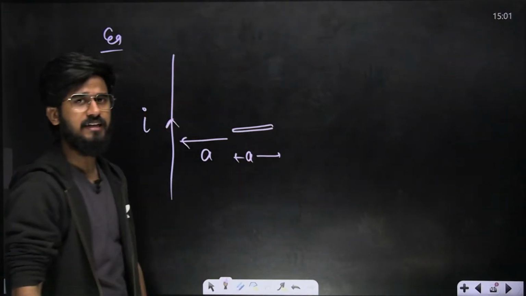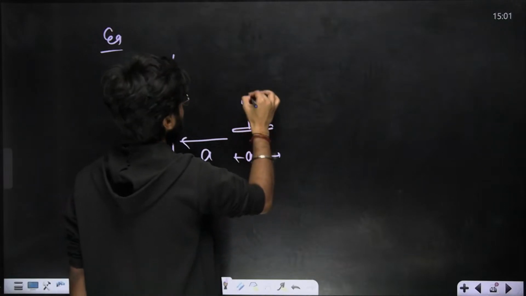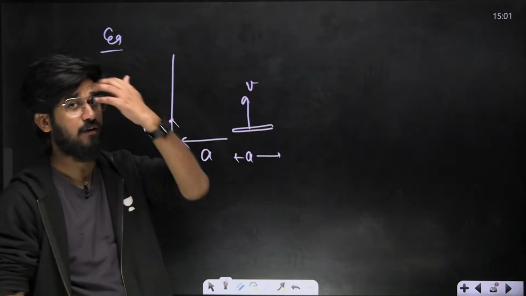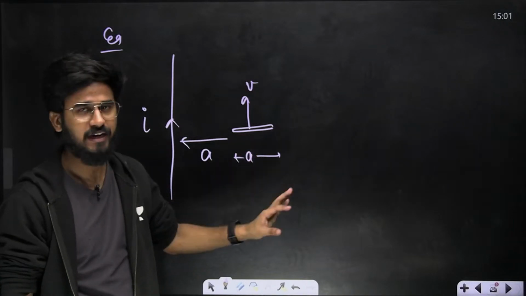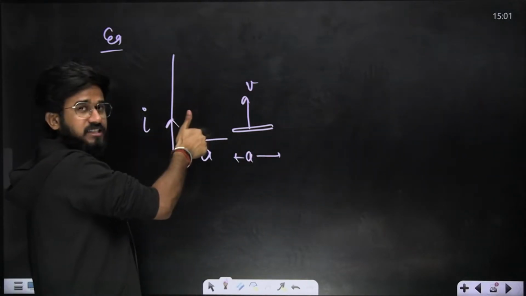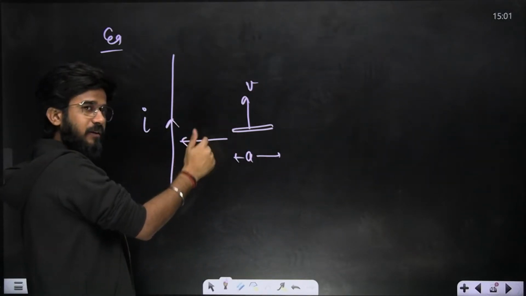Just a rod of length a, and it is moving in this direction. Now we will have to calculate the value of motional EMF in this particular rod. Here the magnetic field is there, because this wire has current in this particular direction, so the magnetic field will be inside.